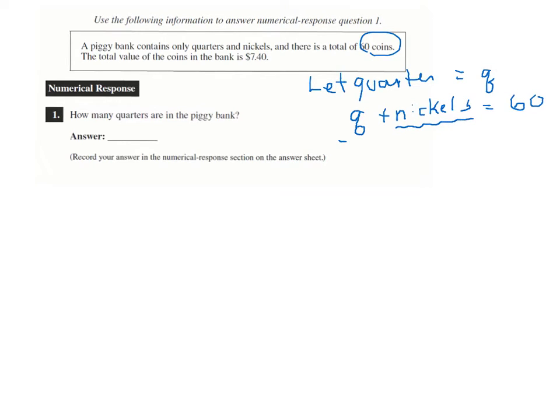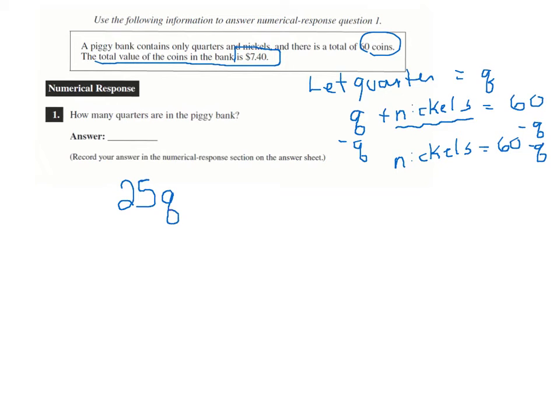To find nickels, we can minus Q on both sides. We're left with the amount of nickels we have is equal to 60 minus Q. We also know that the total value of the coins has to add up to $7.40. So quarters are worth 25 cents, and I have Q of them. I'm going to add that to 5 cents, which is the nickels, and I have 60 minus Q nickels, and altogether it's going to add up to 740 cents.